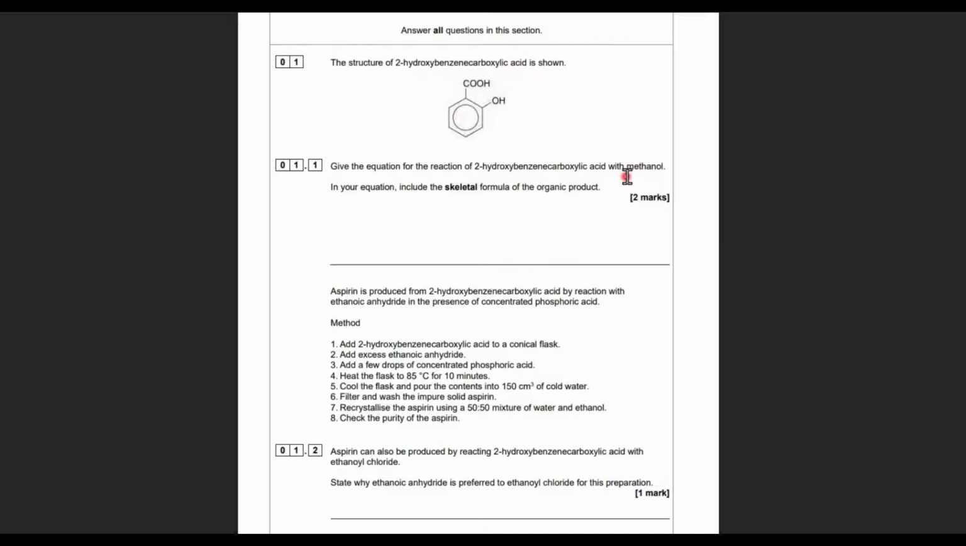So the structure of 2-hydroxybenzene carboxylic acid is shown. Give the equation for the reaction of 2-hydroxybenzene carboxylic acid with methanol. In your equation, include the skeletal formula of the organic product. It's worth 2 marks. So let's get into it. Why don't you press pause, have a go at this one. Let's go.